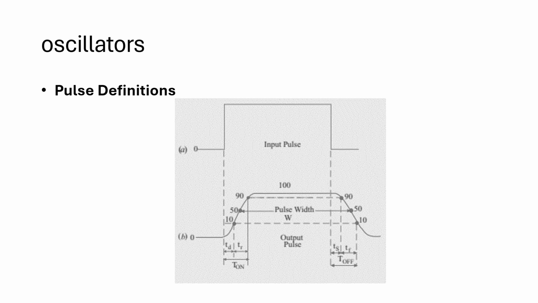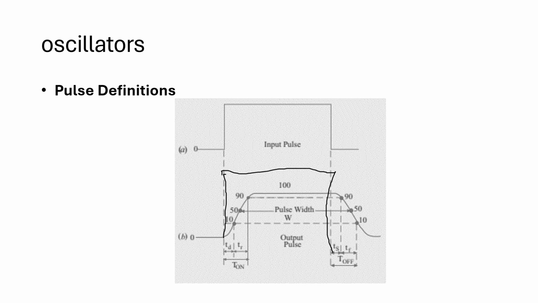So we have here pulse definitions. Due to capacitive effects in a transistor or to circuit elements external to it, our output pulse does not directly follow our input. As you can see here, if this is our input pulse, ideally our output pulse also follows our input pulse like this one, but in reality, because of capacitive effects, the input and the output are not actually equal.